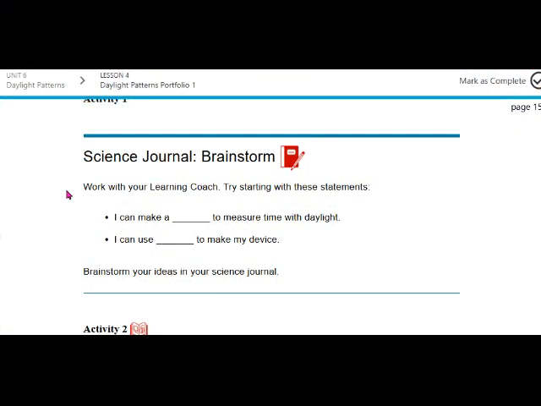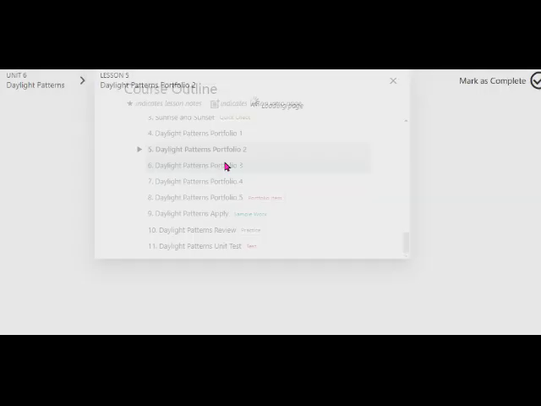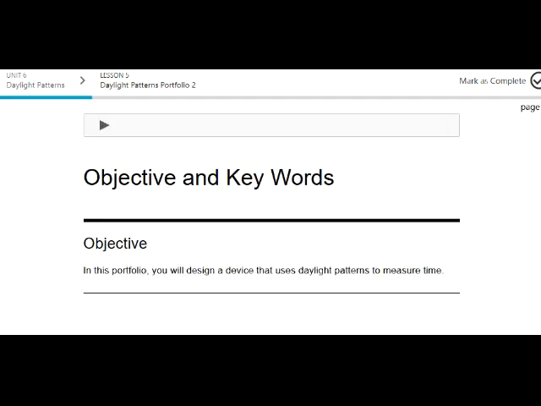This is the end of lesson 4. You might want to stop here when you're done brainstorming and continue on tomorrow. I'm going to go ahead and move on to lesson 5. And you can pick up and watch again another time, or you can keep going right along with me.